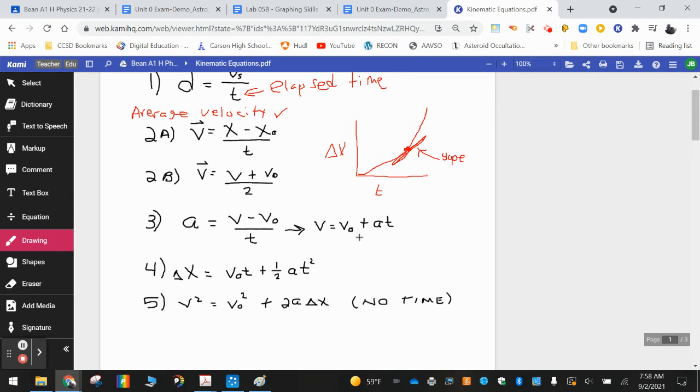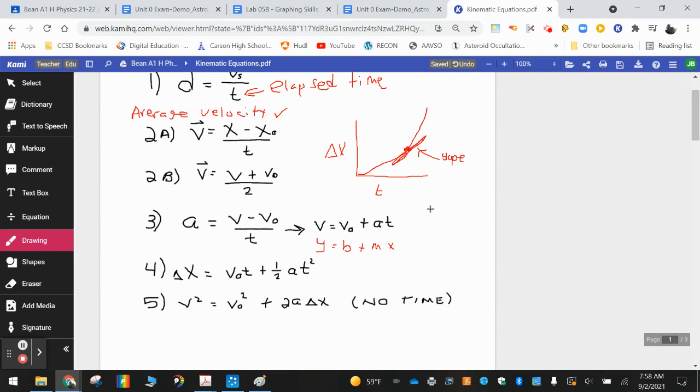Now, does anyone know what equation this looks like? Think of algebra 1. What's the most famous equation that we use in algebra 1? Yes, so this would be like y, this would be like the y-intercept, this would be like m, and that would be like x. Yeah, exactly right, exactly the same.